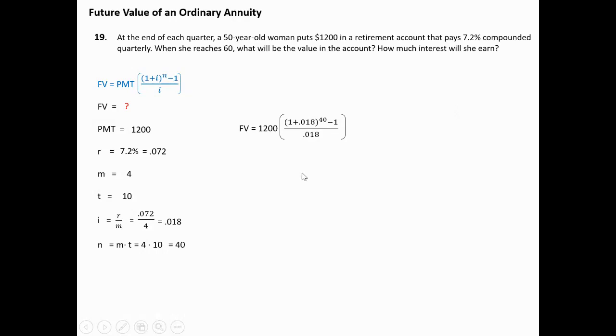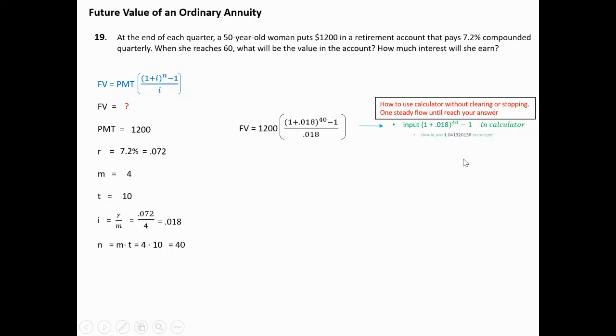Plug them into the formula, right? And then use a calculator. And here's how to use a calculator without clearing or stopping. One steady flow until you reach the answer. So you're going to put what's here, guys, on the numerator: the parentheses, 1 plus 0.018, close parentheses, to the power of 40, minus 1. And this is a value that you should see in your calculator.